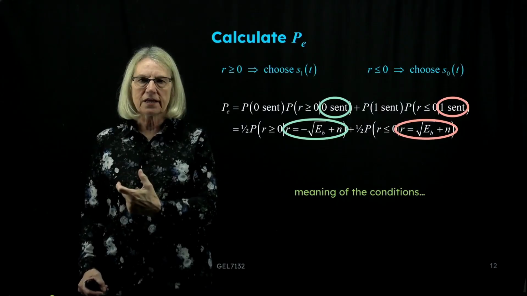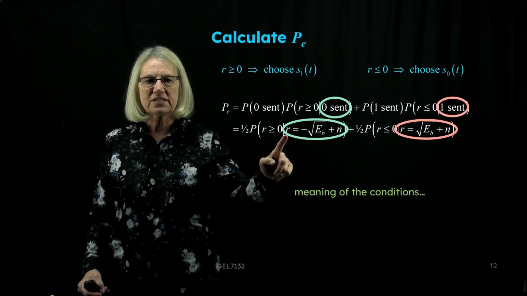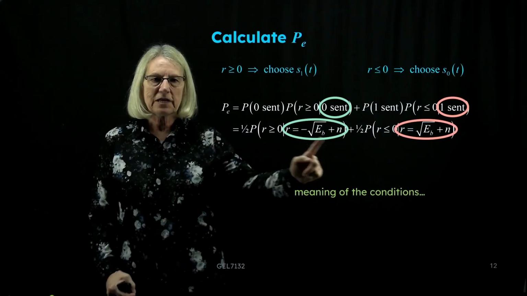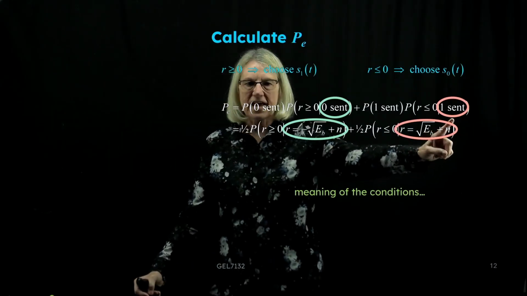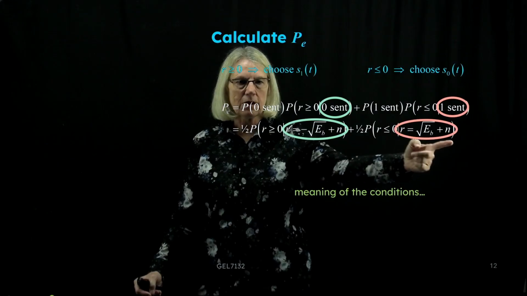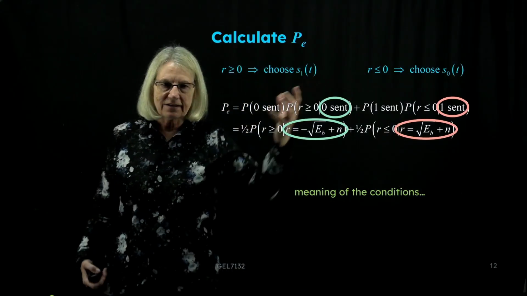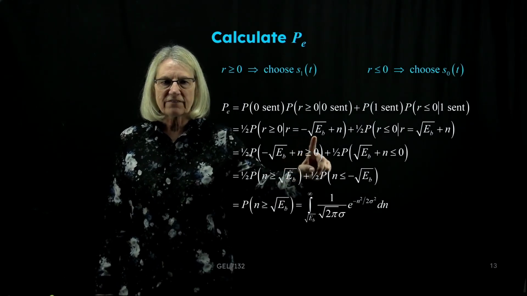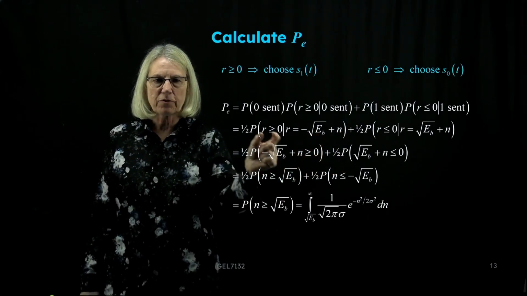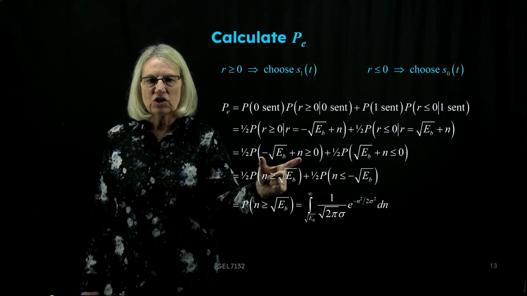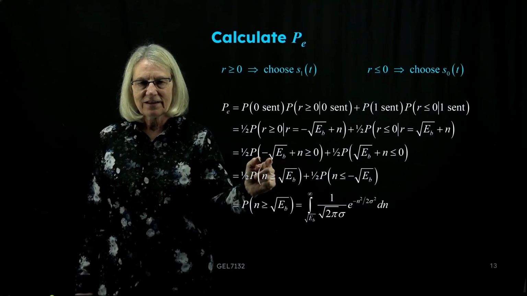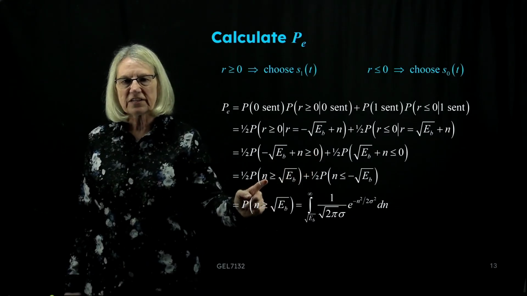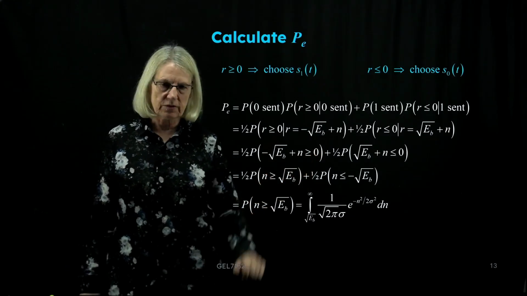Now, what does it mean when I say a 0 was sent? In antipodal signaling, when a 0 is sent, the received signal is the sum of the negative amplitude plus noise. And when a 1 was sent, it was the positive amplitude plus noise. So now I can continue with this derivation. If R was equal to the negative amplitude plus noise, I take that R and put it on this side. That means the noise minus the amplitude here was greater than 0, or equivalently that N, the noise, was greater than the square root of EB.